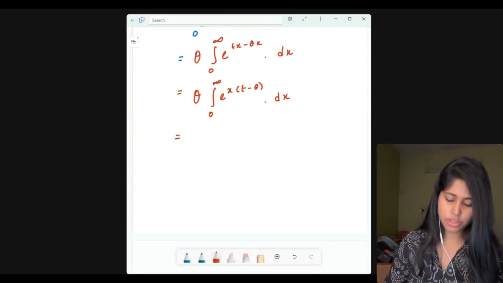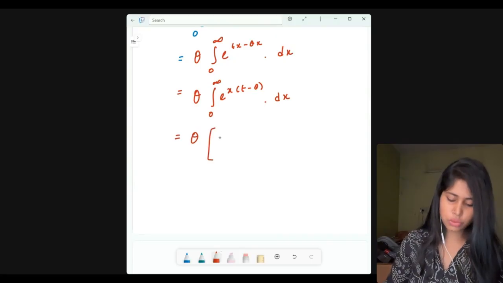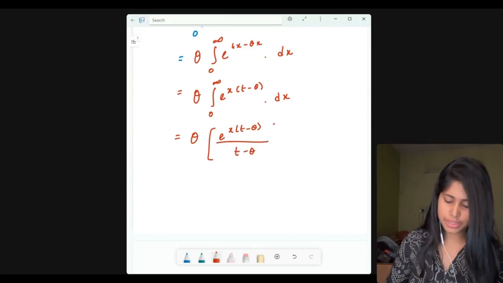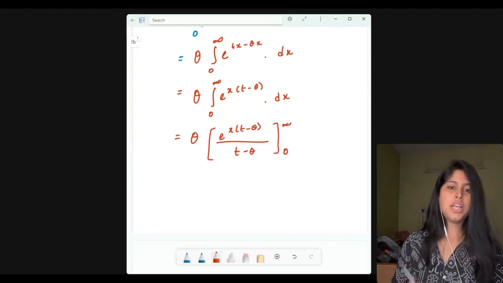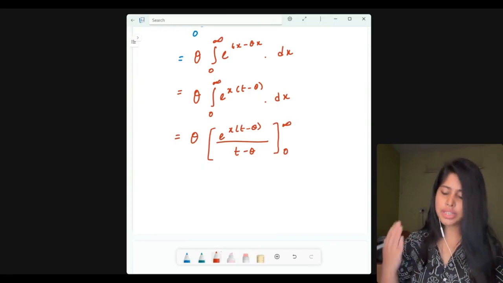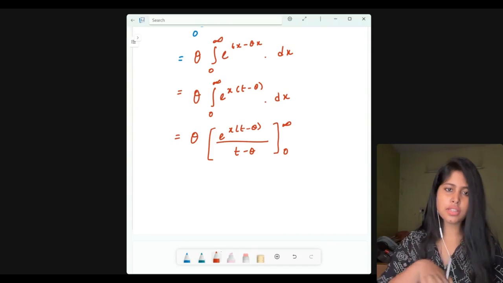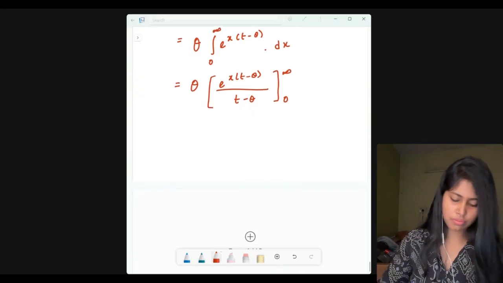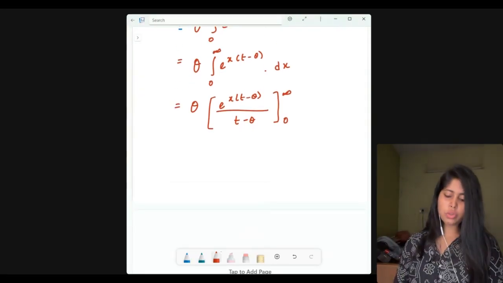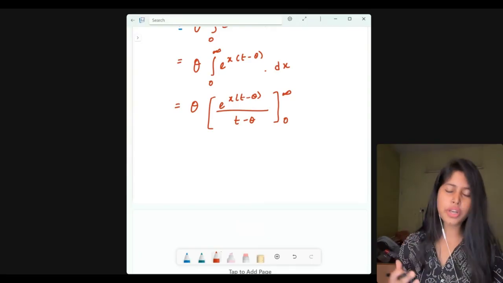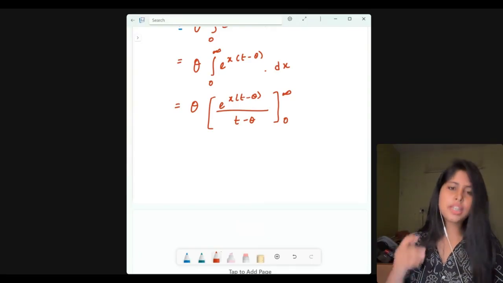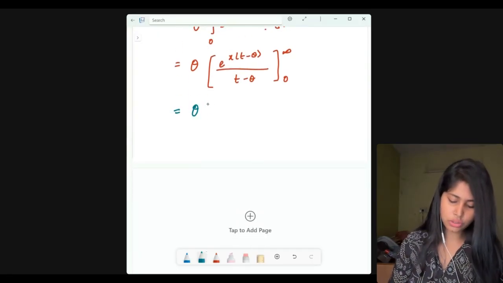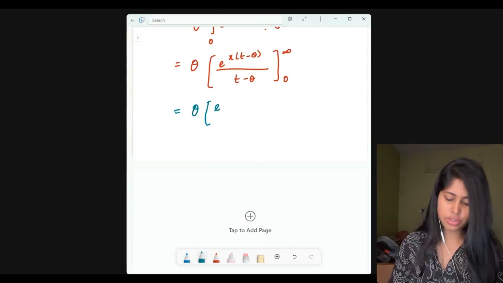So let me compute it. Theta e to the power x into t minus theta by t minus theta, and here our limit is 0 to infinity. Now what is our upper limit? Upper limit is infinity and lower limit is 0. Now if we substitute these values in the x part, then what do we get here? Before going to the next step, we can do a little bit of rewriting. As you can see, I can write it like this: theta into e to the power, if I take a minus sign outside, then what do we get?